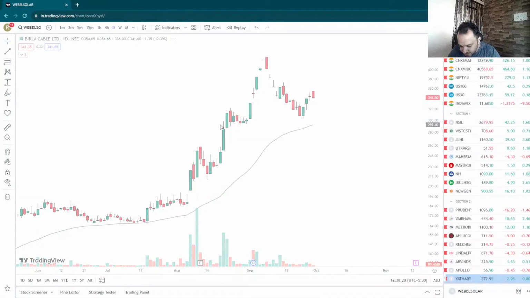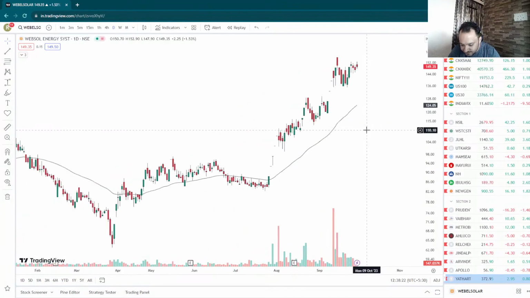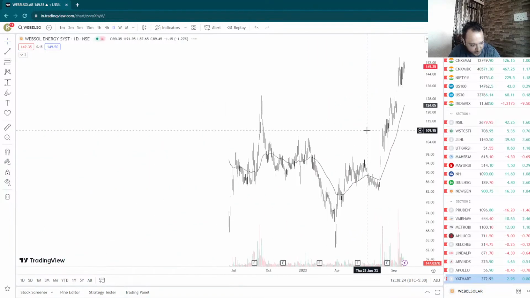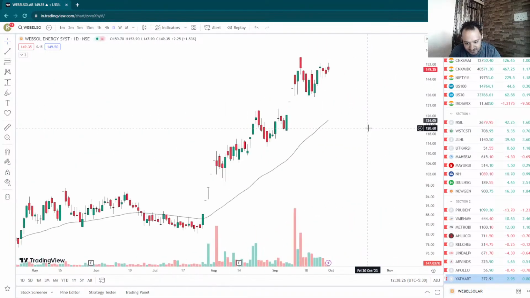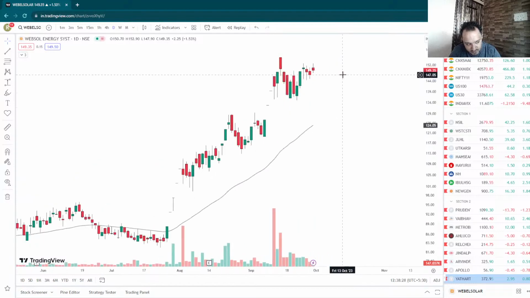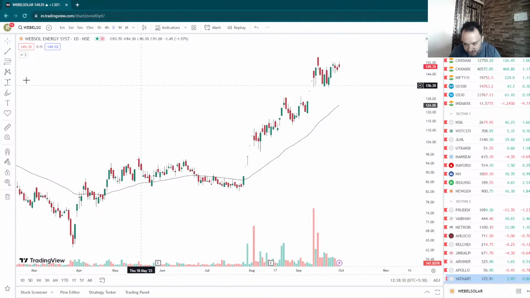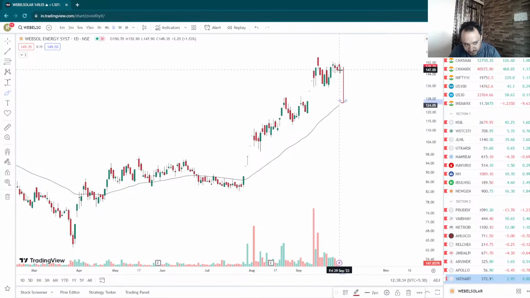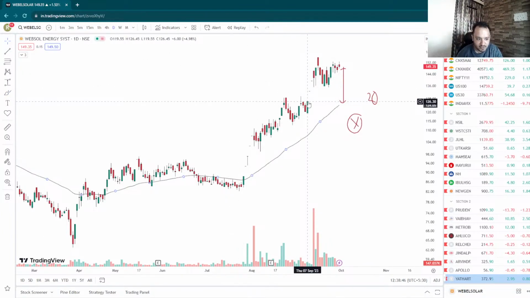Web Solar. All right. Again, come on, guys, you can do better than this. If you're new here, if the stock is far from the 50 EMA, don't buy it. Or if you want to do some short-term momentum trading, if it's far from the 20 EMA, which this stock is by the looks of it, I'm pretty sure the 20 EMA will come somewhere around this area.